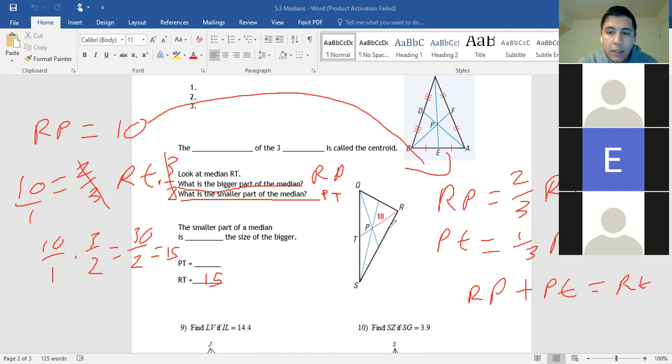Okay. So now that I know that the entire thing is 15, how would I find the rest of it? Dividing it. I mean, not dividing it. Again, let's not think too hard about it, right? If I know the entire thing and I know the bigger part of it, so I know that R to T is equal to 15, and I know that R to P is equal to 10. So what is P to T going to be?